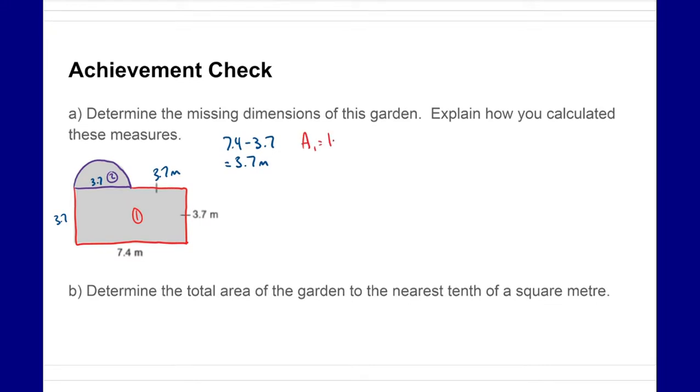Area of number 1, length times width, 3.7 times 7.4. We do that, we get 27.38. It does say to the nearest tenth, so the tenth is 1 decimal place, so 27.4. And for our second area, it is a semicircle, so that is pi r squared for the circle divided by 2 for the semicircle, with 3.14 for pi multiplied by the radius.